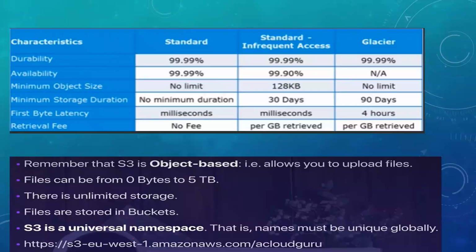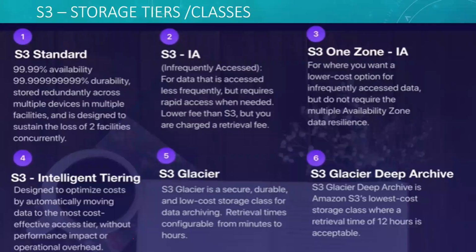Then when I go for one zone IA, further I'll decrease the cost, and I have intelligent tier, which uses a machine learning algorithm, where it is the most cost effective way, because then your data usage pattern is analyzed, and based on that, the data is archived, kept in S3 standard, or whatever has to be done accordingly, it will happen.